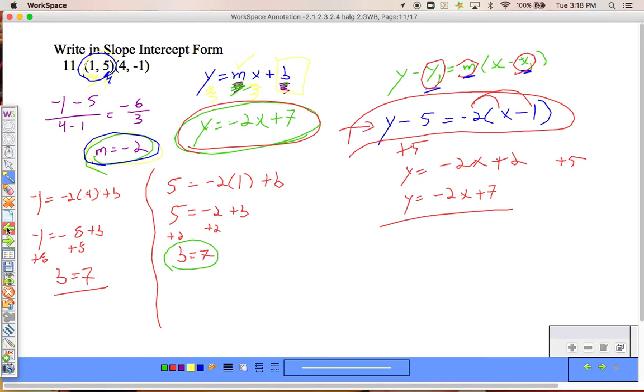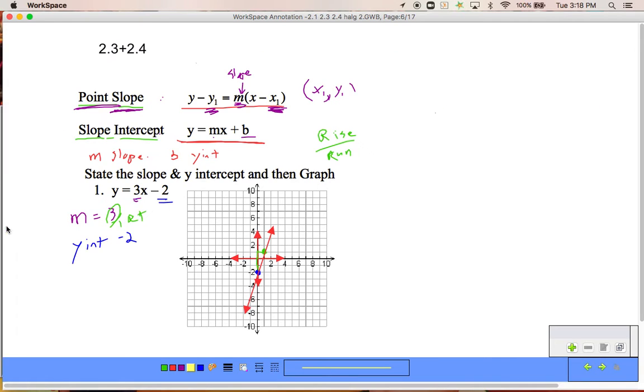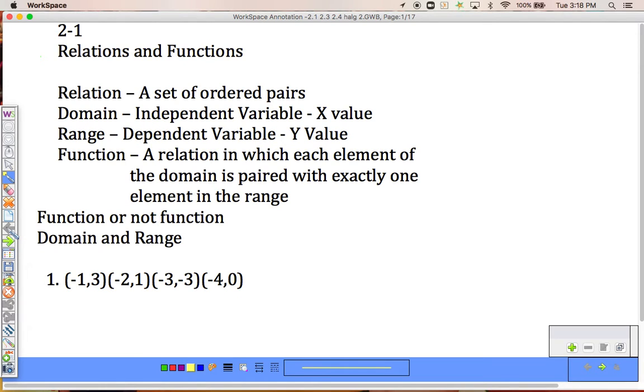All right, let me go all the way back to the beginning. We skipped these because it's a little bit easier, and I wanted to go over the hard stuff in class. All right, a few definitions. A relation is going to be a set of ordered pairs. It can be written several ways. As a mapping, as a graph, as a function, all these different ways are just as ordered pairs. Your domain we know is your x value. We're going to call it the independent variable. The range is going to be your dependent variable because it depends on your x, which is my y value.